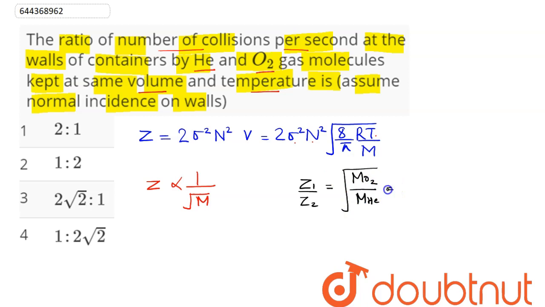Hence, the molecular weight of oxygen is 32 and that of helium is 4. So this comes as root under 8, which is equal to 2 root 2. So 2 root 2 to 1, that is option number 3, is the correct answer. Hence we can say 3 is our answer.